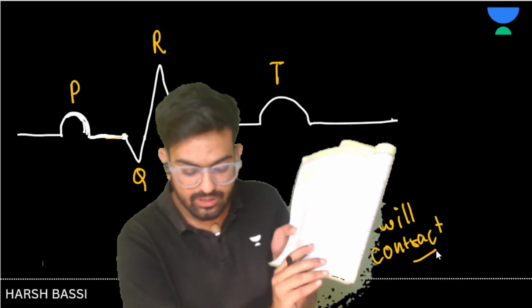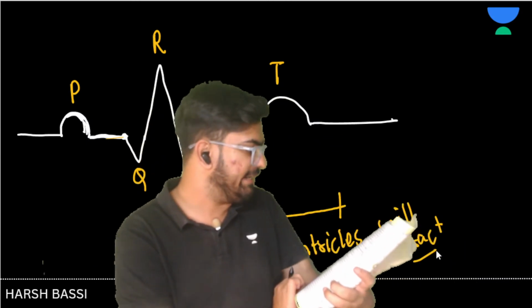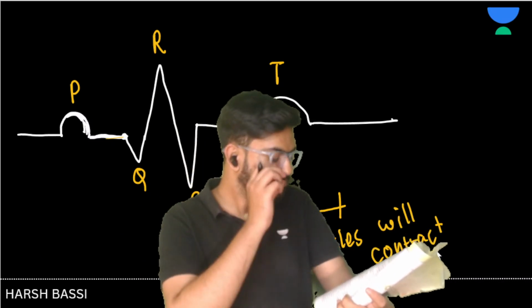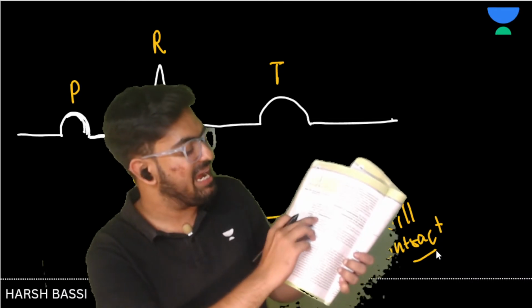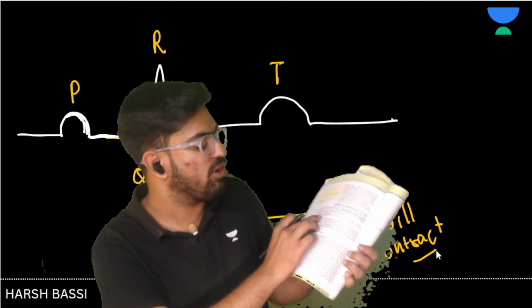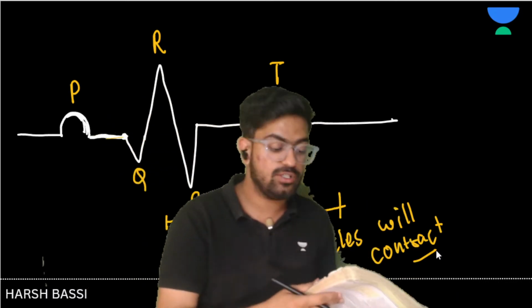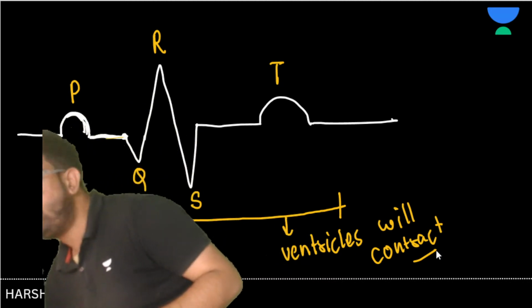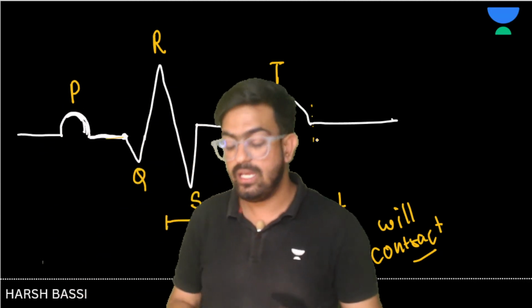I don't know whether it will be visible or not, bachcho. But I have the old NCERT, and if you see the paragraph above the double circulation, the last line of the paragraph after the double circulation, it says that the end of the T wave marks the end of the systole. That means systole is extended till here, okay?